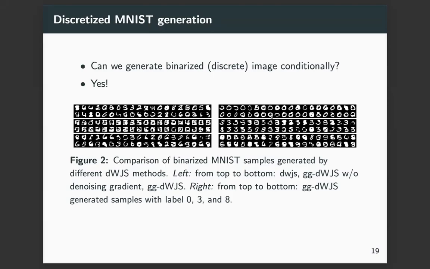On the right, we have the gradient guided walk jump sampling, and you can see that the top row is the 0, the middle row is 3, and the bottom row is 8. And you can see that it's not perfect. In the middle row, some of the 3s have turned into 8, for example, and some of them have turned into 9. So it again shows that this method is not perfect.